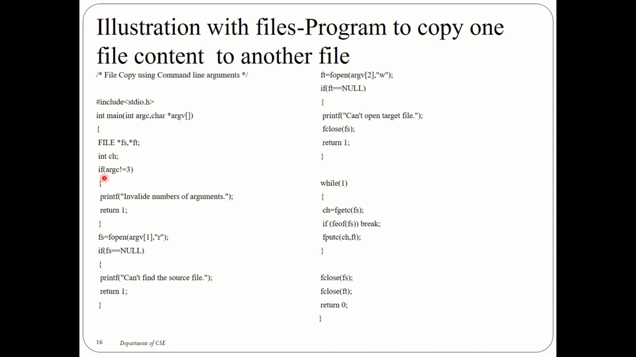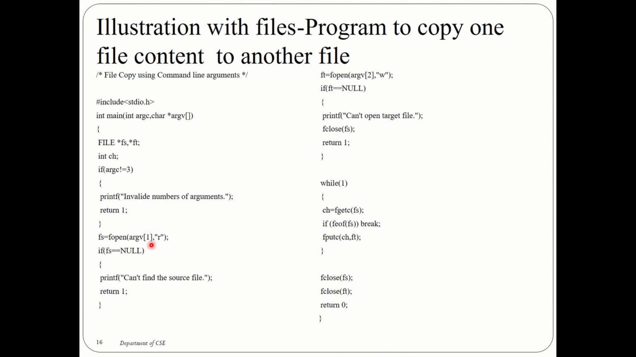Now what you are going to do is, say you are copying from one file to another file, so you should have your dot slash a dot out, then two files. The first file will be say a.txt and the second file say b.txt. So you should at least have three different arguments, otherwise it will say invalid number of arguments. Now fs is pointing to a.txt and that is opened in read mode. So dot slash a dot out will be your argv of 0, then a.txt will be argv of 1 and b.txt will be argv of 2.